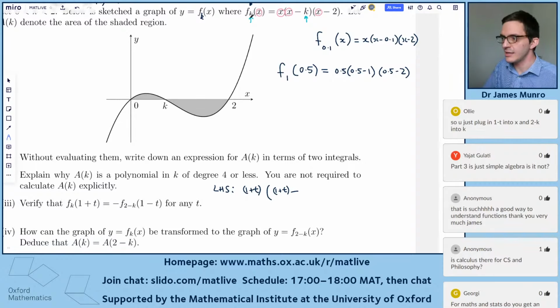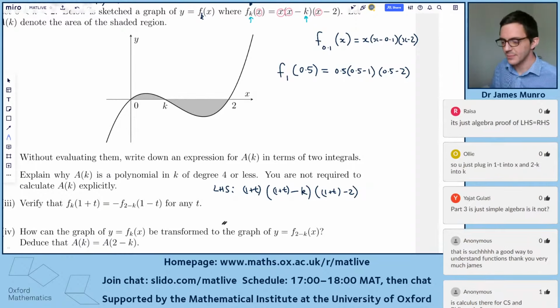When I get to this k, that means whatever the subscript is. And here my subscript is k. Oh, that's nice. Okay, so I can put my k in here, and then the last bracket is 1 plus t minus 2. Okay, that's pretty nice. Yeah. Okay, so it's some expression, maybe pretty nice is an overstatement, but it's some product of 3 brackets.